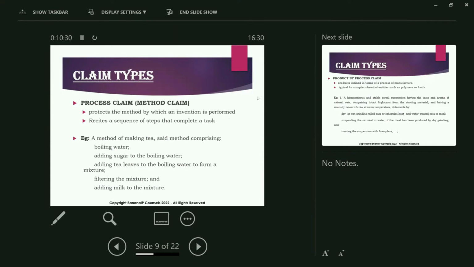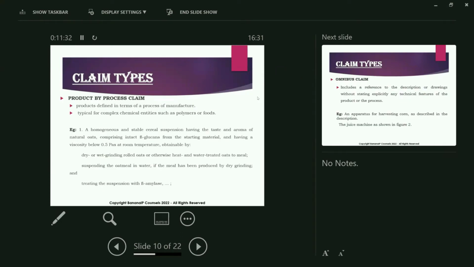The next type of claim is a process claim, which is also called a method claim. The method claim basically protects the process in which the invention is being performed. If you need to protect the method or the process, it recites a sequence of steps. If you have a process in which you're making a certain product, that process is claimed in a method claim. Like this example: a method of making tea, said method comprising boiling water, adding sugar to the boiling water, adding tea leaves to the boiling water, then filtering the mixture and adding milk to the mixture. So this is basically a process. If you have a process in an invention and you need to protect it, in such scenarios we draft the claims as a process claim.